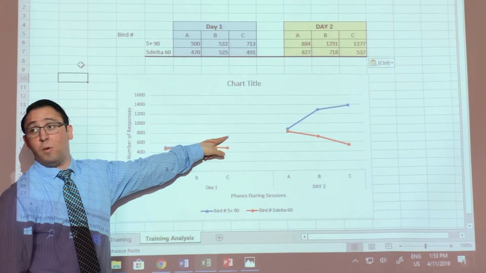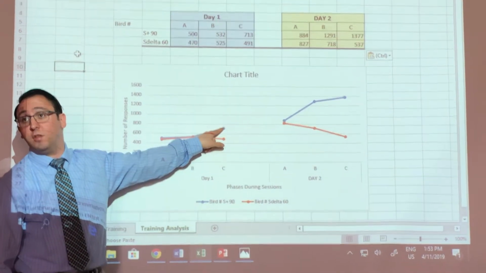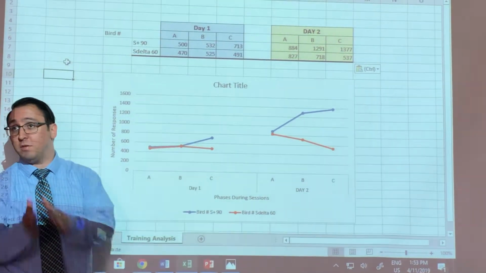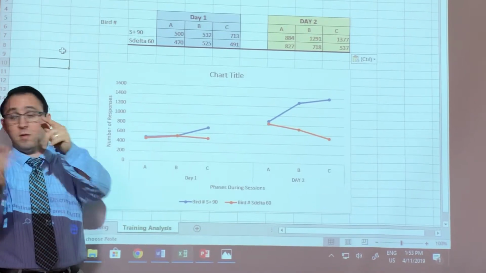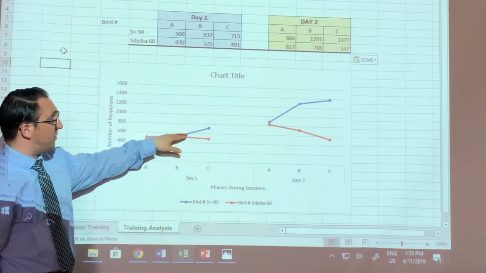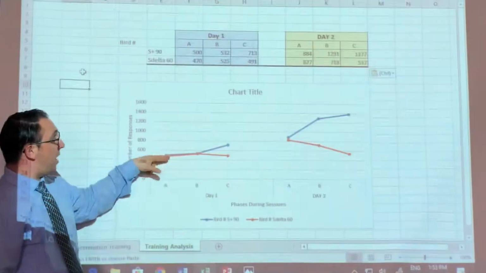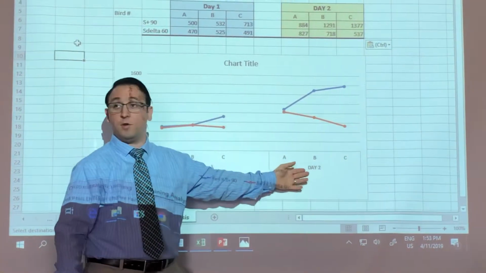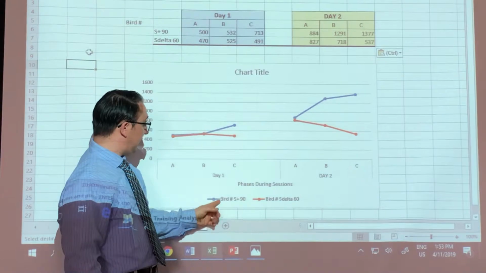Yeah. How do we show that we're starting to learn discrimination? Well, I'm responding more to the plus than to the minus. There starts to be a split. The bird is starting to associate that reinforcement is available for the 90-degree angle and maybe not for the 60-degree angle.